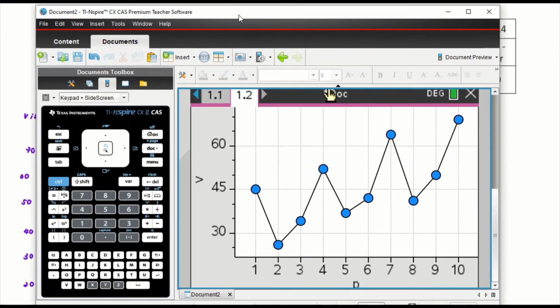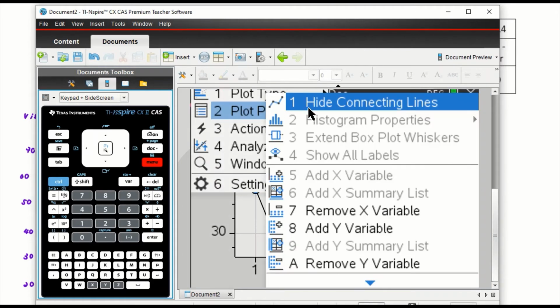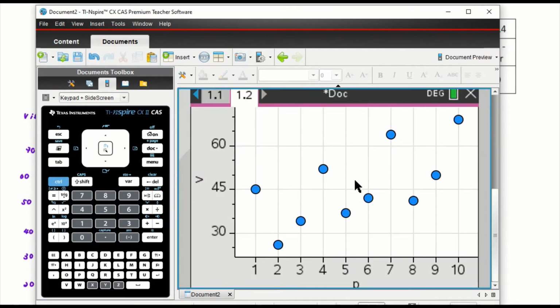If you want to remove the graph, then you just press menu, then plot properties, then hide the connecting lines. Just like that. All right, so I hope that you get how your calculator works to create a time series plot. And now we are moving into the next part of the lesson, which is how to interpret the time series plot that we have.